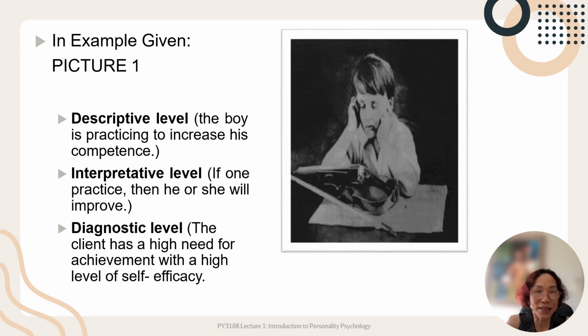So for example, picture one, the description level: the boy is practicing to increase his competence in violin. Interpretative level: if the boy practices, then he or she will improve. And also diagnostic level: the client has a high need for achievement with a high level of self-efficacy. So these are the different levels we can use when we look at the photo or when we evaluate our clients' TAT stories.